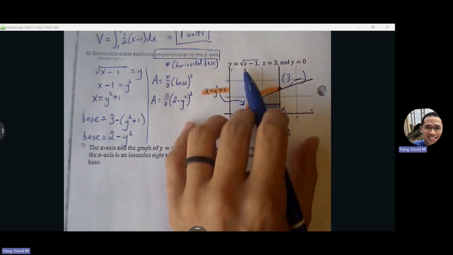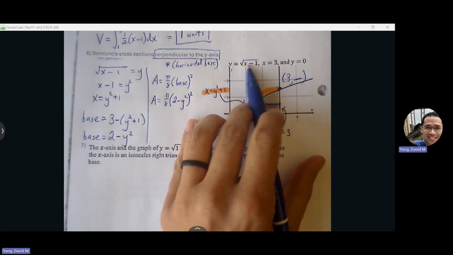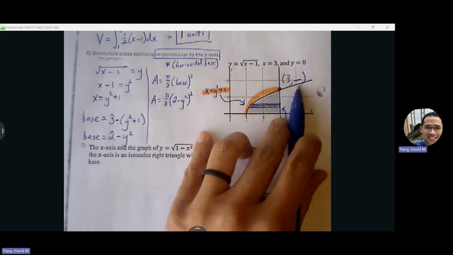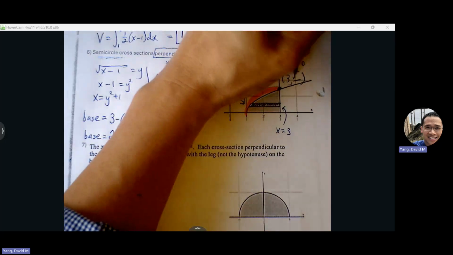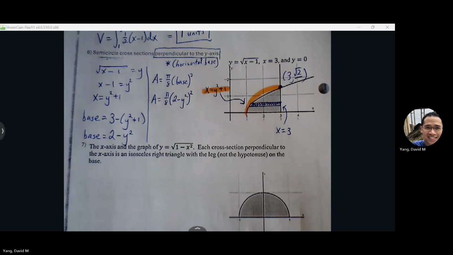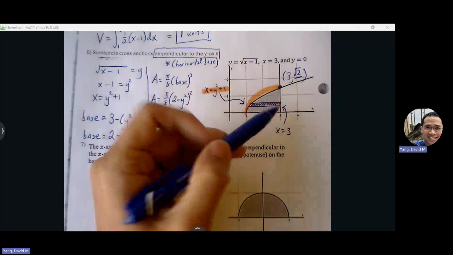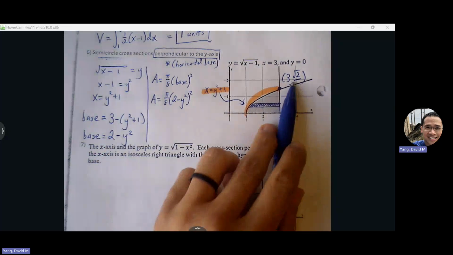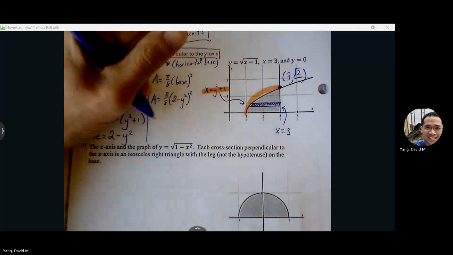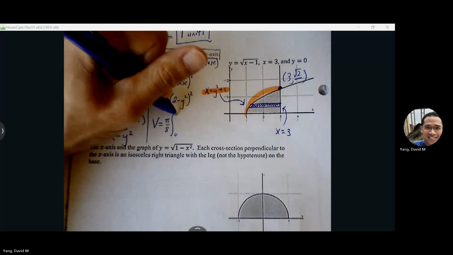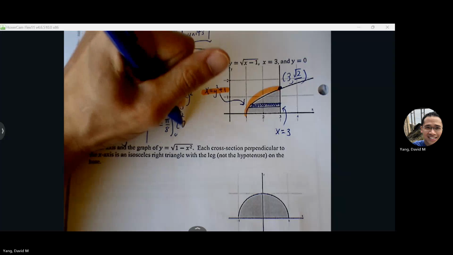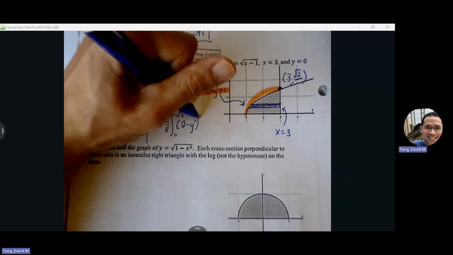So 3 just goes in for our curve, and we're just looking for that y value on the curve. So 3 minus 1 is 2, root 2. So our bounds is from the lowest y value, 0, to the highest y value, root 2. The rest goes in your calculator.